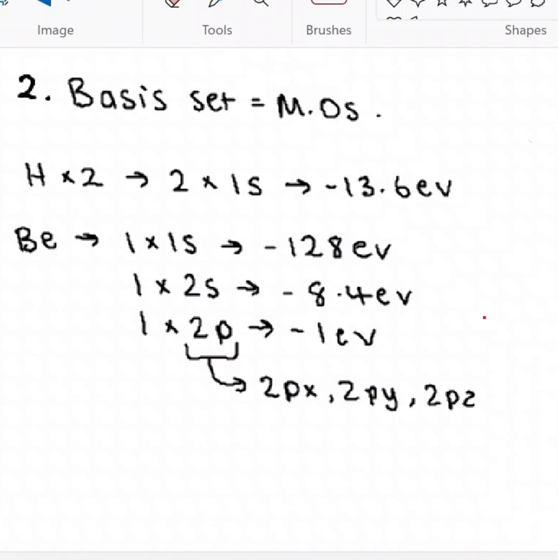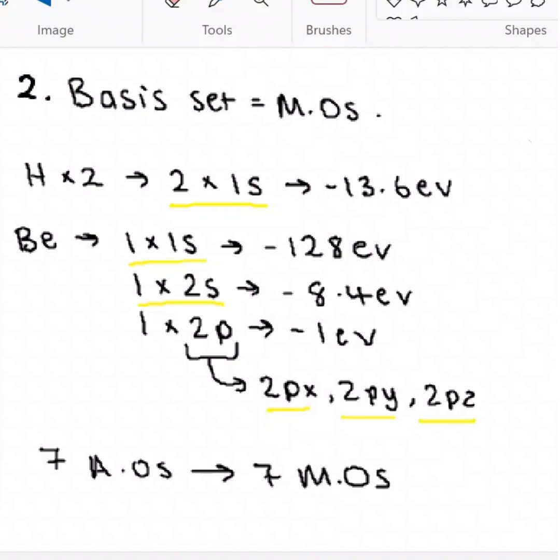Okay, so now we can work out the number of molecular orbitals. So 1, 2, 3, 4, 5, 6, 7. So we have 7 atomic orbitals, and therefore at the end we will have 7 molecular orbitals. We can use this as a check to check our final answers later on.